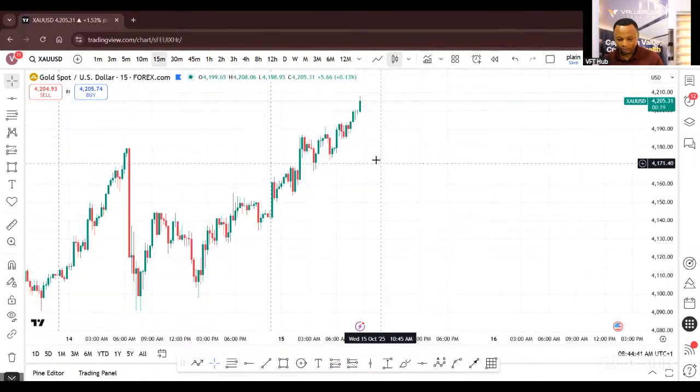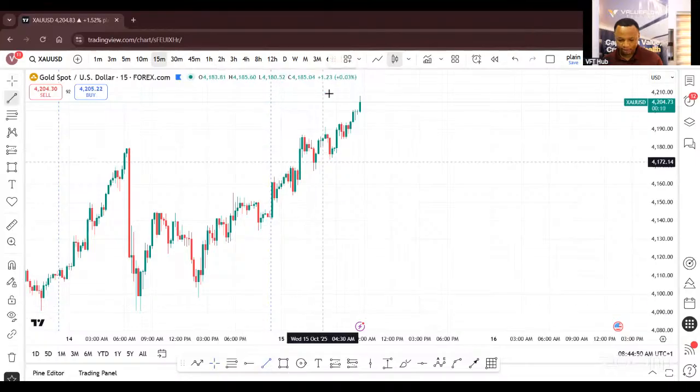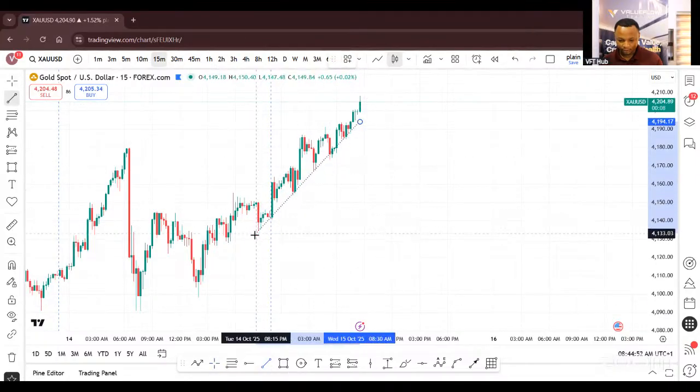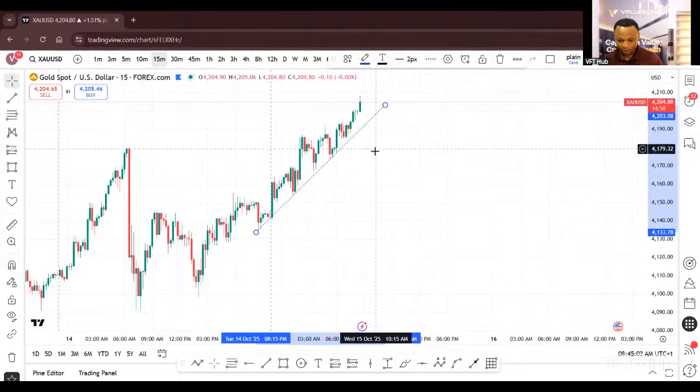Let me draw out some places I'm expecting gold to get to. Now, seeing this on a 15-minute time frame makes me feel like gold might just come to clear this diagonal liquidity before trading again to the upside. So you can see the diagonal liquidity all the way here. Gold might just come back one more time to take it out and then continue trading to the upside. So this is what I'm looking out for.